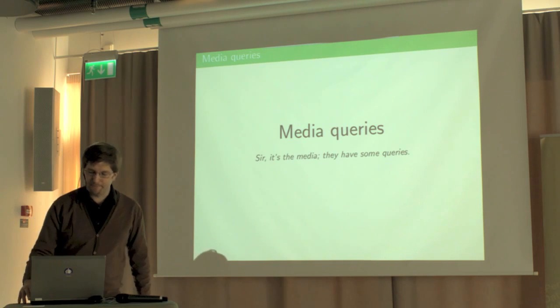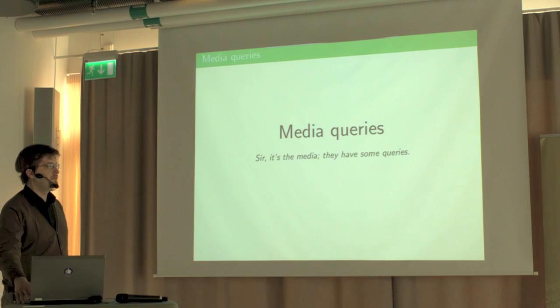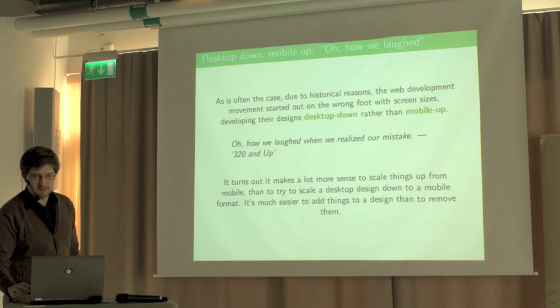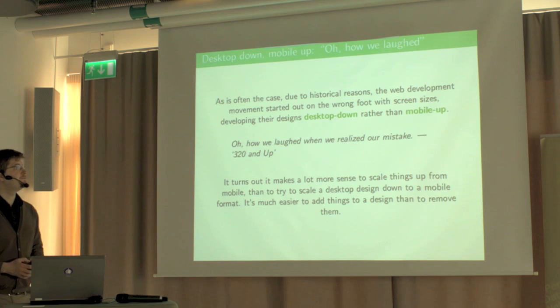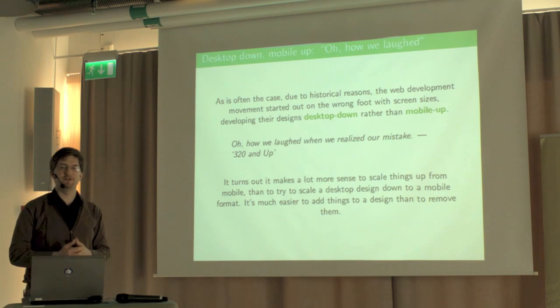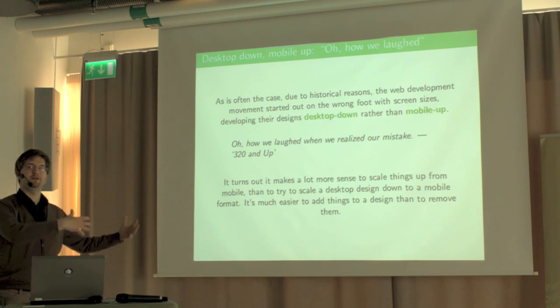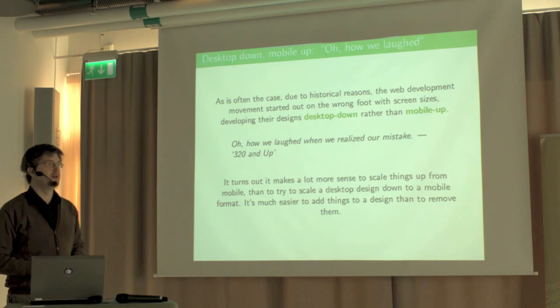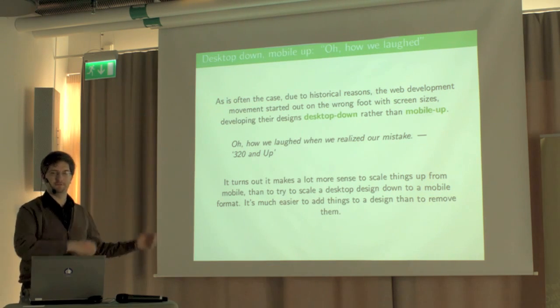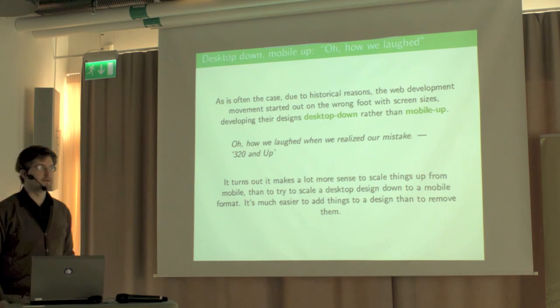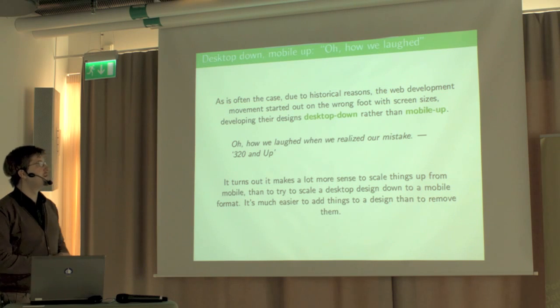Now, media queries form a large part of what we're doing here with adapting to the different sizes. And the first big question that comes up is, where should we start? If we now have these different sizes of things, should we start at the desktop and work ourselves down and try to remove things for mobile? Or should we start at the mobile side and try to add things afterwards? Now it turns out that it makes a lot more sense to scale things up, to add things.